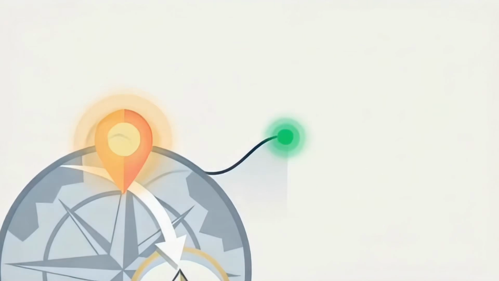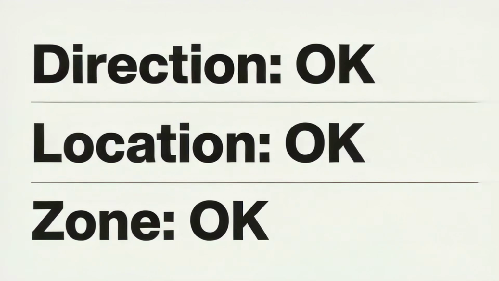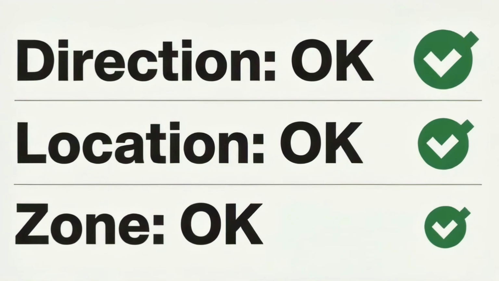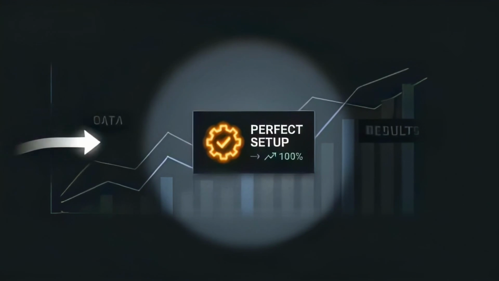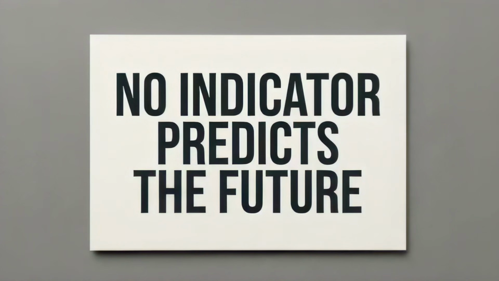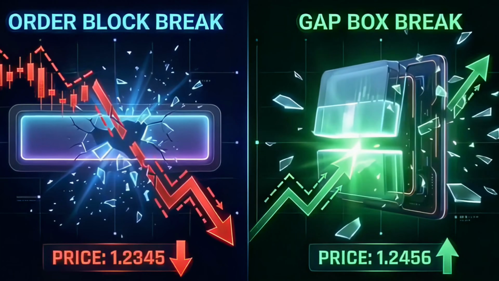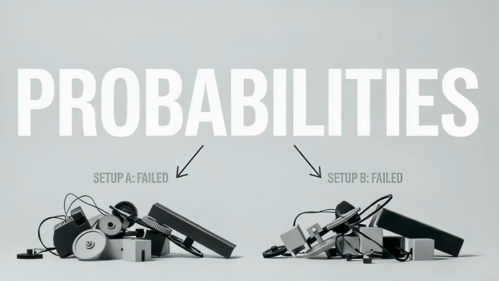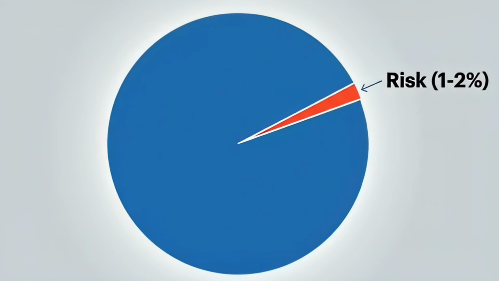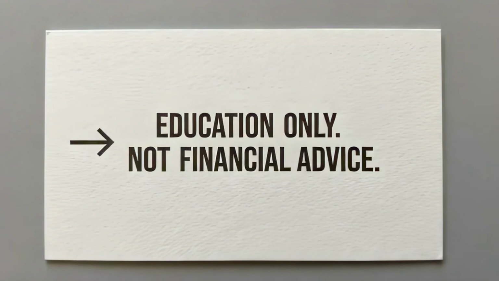It shows you where the interesting neighborhoods are. It does not tell you when to get out of the car. Your job is to wait patiently for the small handful of setups where direction, location, and zone all agree, and to ignore absolutely everything else. And to be completely clear, because this matters, no indicator predicts the future, and this one is no exception. Order blocks fail, gaps get blown straight through, and never fill. These are probabilities and areas of interest, not certainties, so you always define your risk before you enter and never bet more than a small, fixed portion of your account on any single trade. This is education, not financial advice.